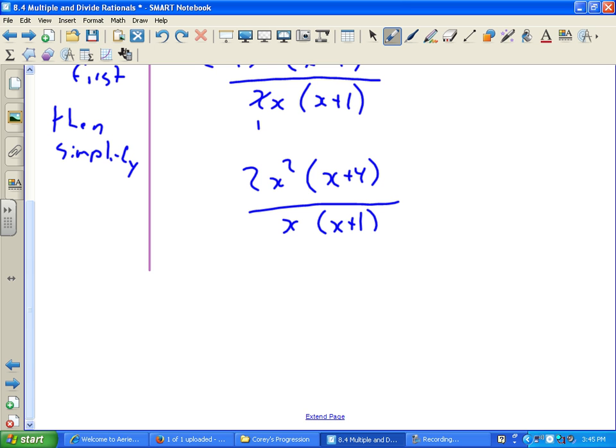Hopefully some of you guys are saying to yourself, I think I can take this a step further. I remember long ago in a galaxy far, far away when Mr. Wood told me that when I have division of exponents with common bases, I subtract them. And indeed, that's exactly what you do. We have 2x squared up top, we have an x to the 1 on the bottom. I'll subtract those exponents. Hopefully you'll agree with me that it's going to be 2x up top times x plus 4 over just x plus 1 on the bottom.